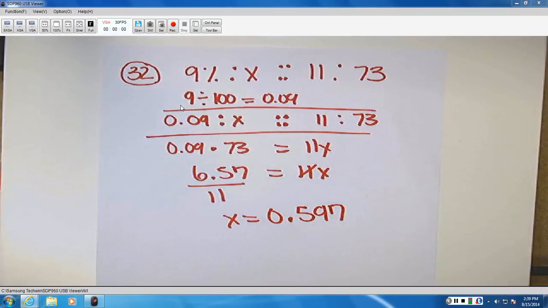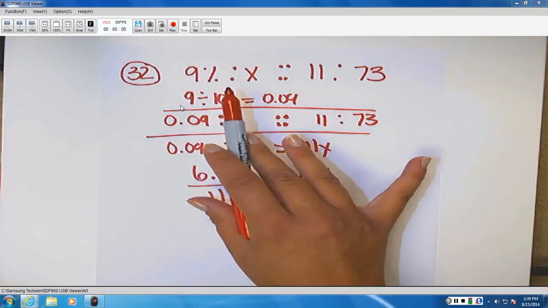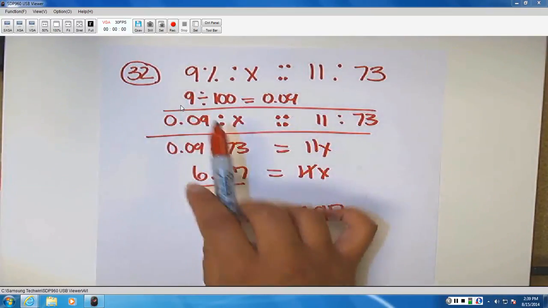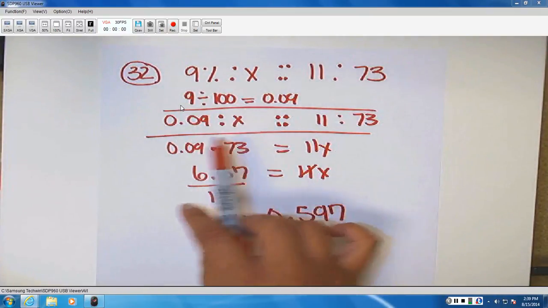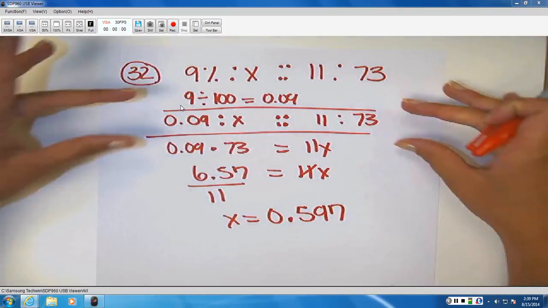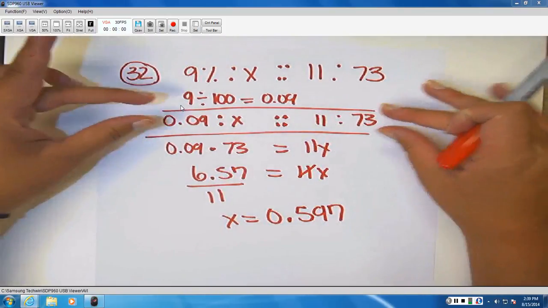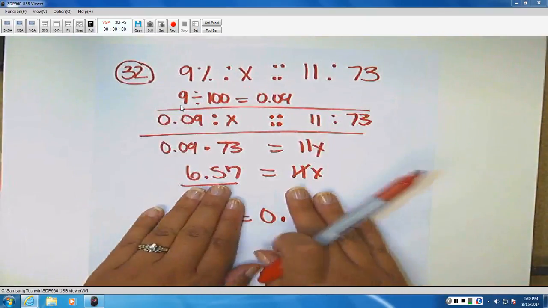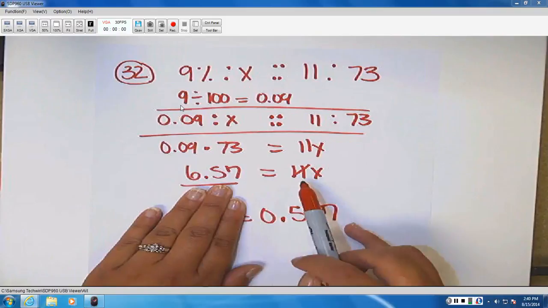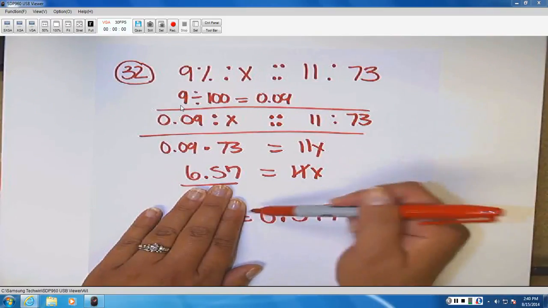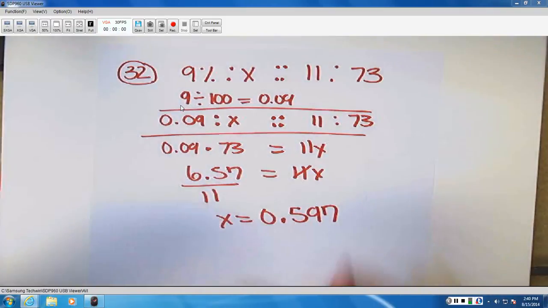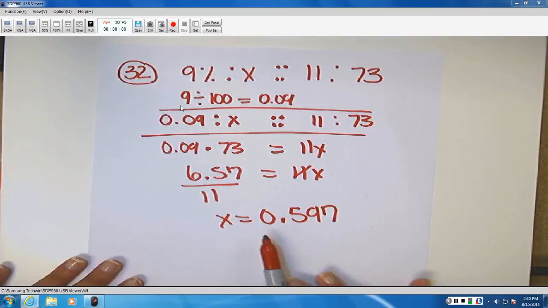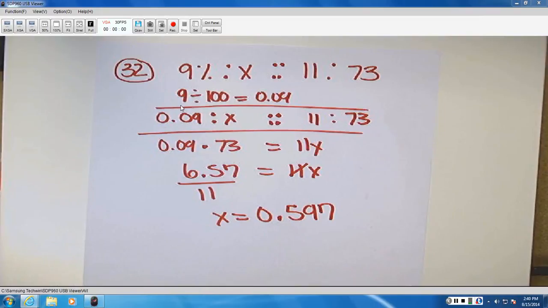All we had to do was take that percentage and get rid of it. When we did that, we just divided 9 by 100, and we ended up with 0.09. Then we had a nice simple proportion where we just multiplied our two extremes, multiplied our two means, and when we did that, we ended up with 6.57 equaling 11x. Then we took away that 11, brought it to the other side and divided it. 6.57 divided by 11 gives us 0.597. So x equals 0.597.